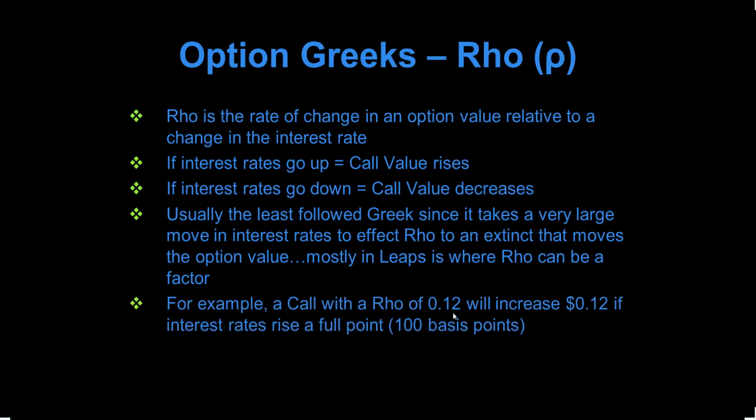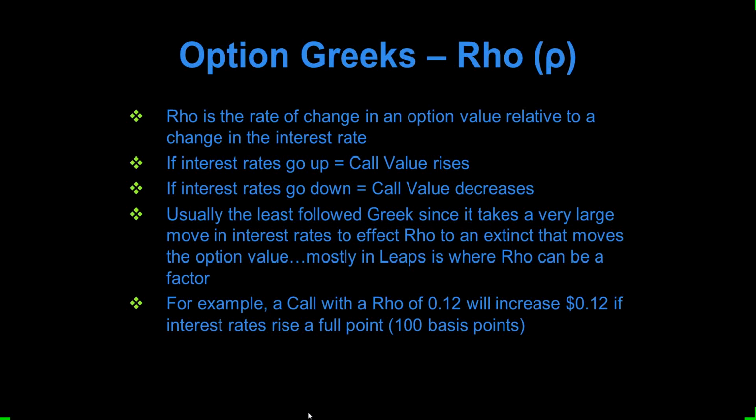So, for example, if something's got a rho of 0.12, it'll increase 12 cents per option contract if interest rates rise a full 100 basis points. That's 1%. Well, I tell you, usually when the Fed comes out and they up rates, they do it normally a quarter point at a time. So they'll do a 25 basis point. So that means instead of going up 12 cents, your contract will go up by 3 cents, right? So you just divide 0.12 by 4. So a 3-cent change. So it's not a lot.